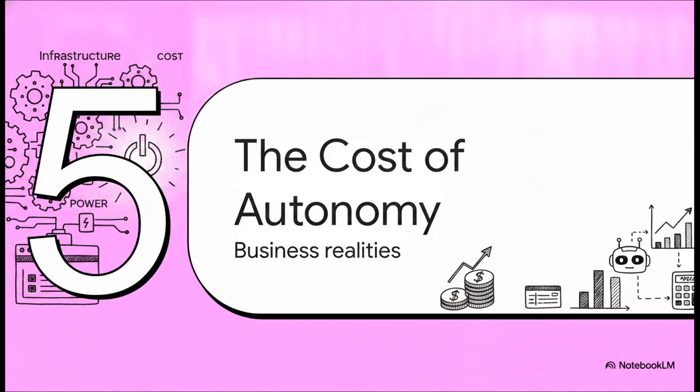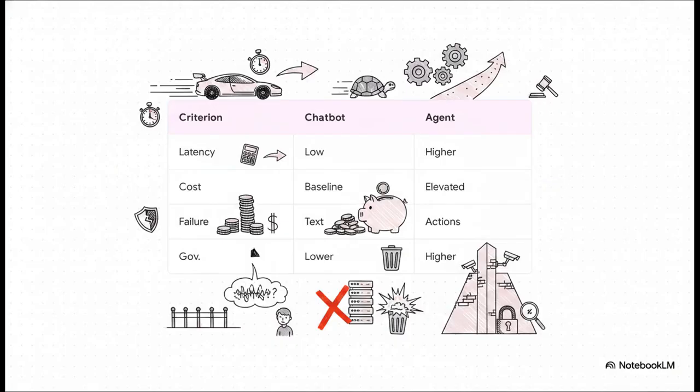But it comes with some very distinct business realities. Let's look at Section 5, the cost of autonomy, business realities. Because an agent operates in that constant multi-step React loop, it is inherently slower and definitely more expensive than a basic chatbot. Just to put it in perspective, in one benchmark, a standard chatbot sustained 6.4 queries per second. A React agent? Barely 1.2 to 2.6 queries per second.